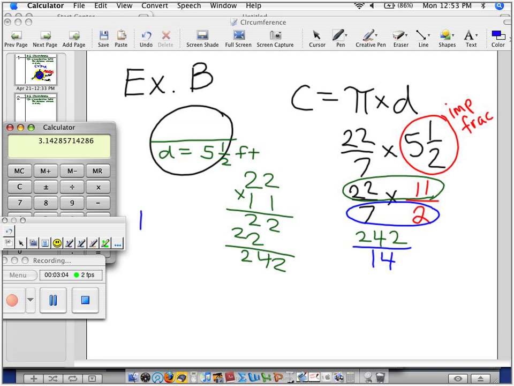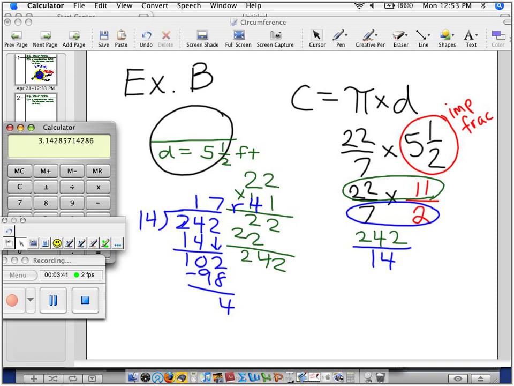I've got to make it a mixed number. 242. Okay, how many 14s are there in 24? One group. And I'm going to take away and end up with 102. How many 14s are there in 102? 7. That makes 98. And then after I subtract, I'll end up with 4. Sorry, my remainder is 4.